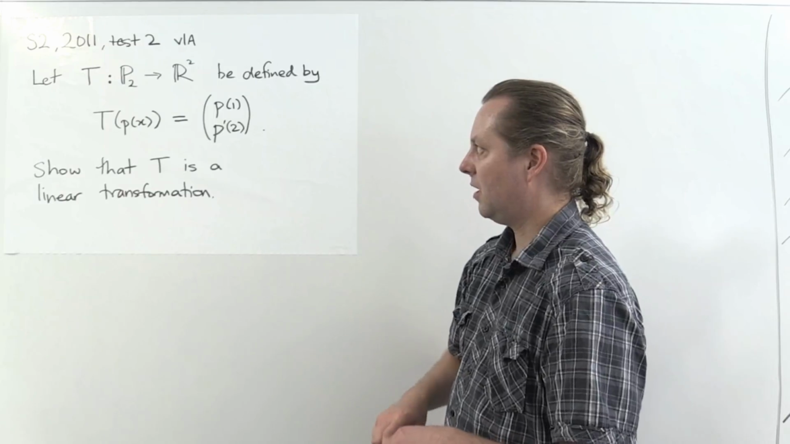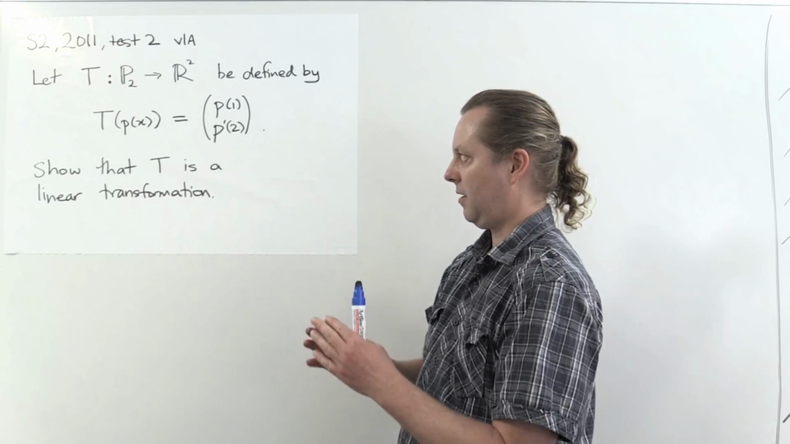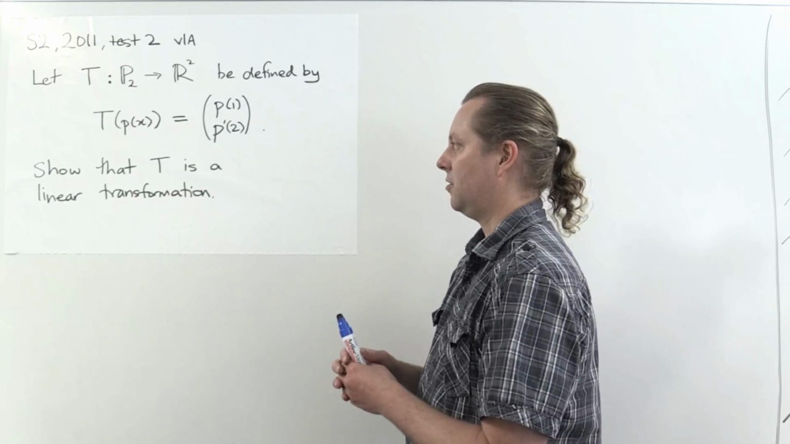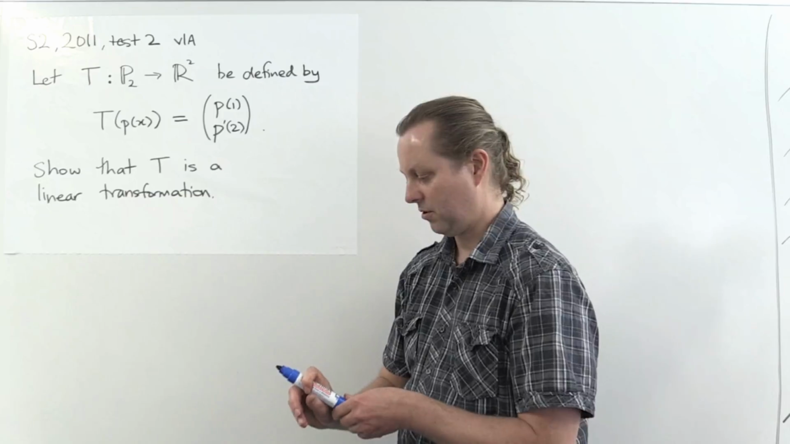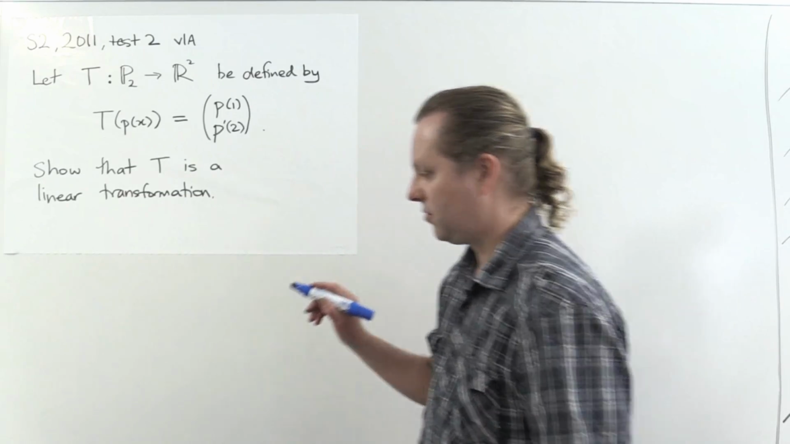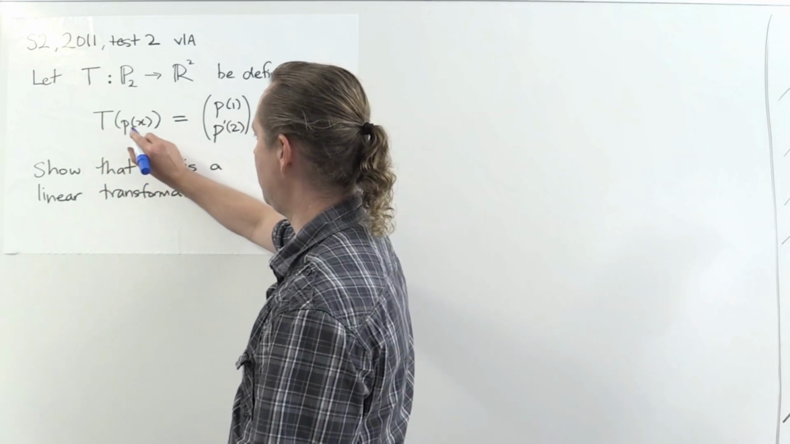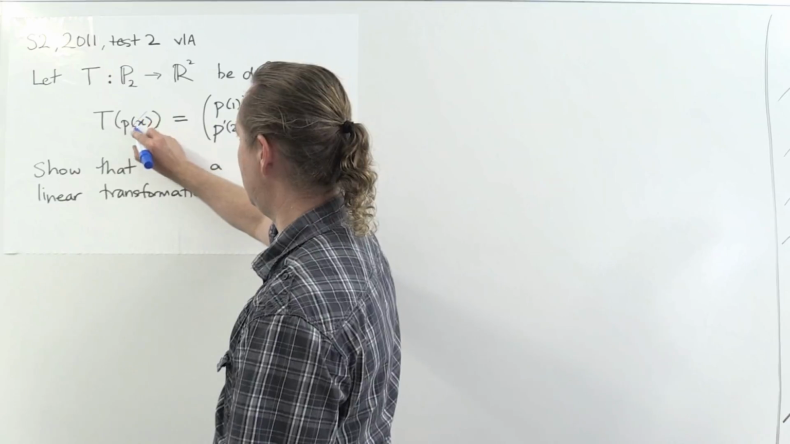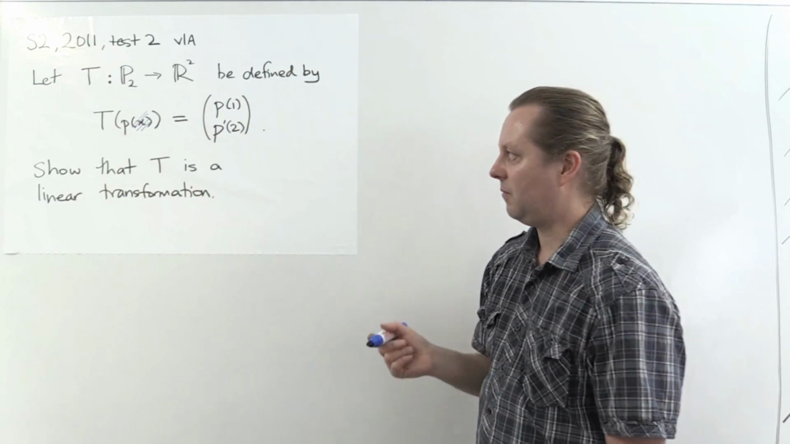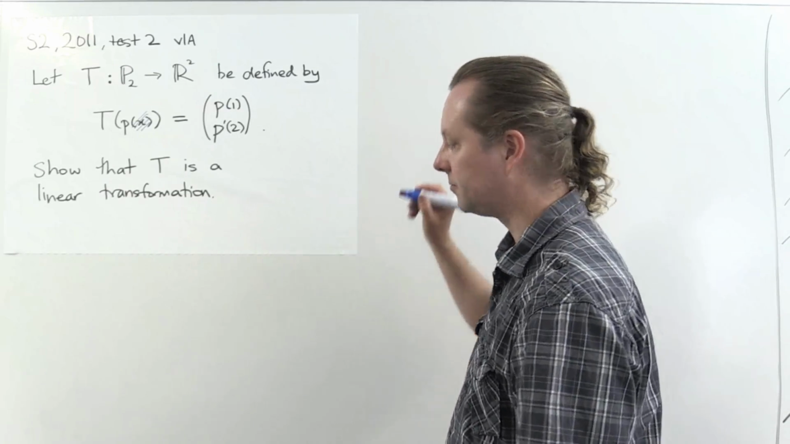Okay, so in order to show it's a linear map, we need to show two things. We need to show that the map preserves addition, and we need to show that it preserves scalar multiplication. So we'll just do those two things separately. Now, I prefer to think of T acting on a polynomial. If I was writing this question, I probably wouldn't put that x in there. I would just say the map acts on a polynomial without saying what the variable name is.